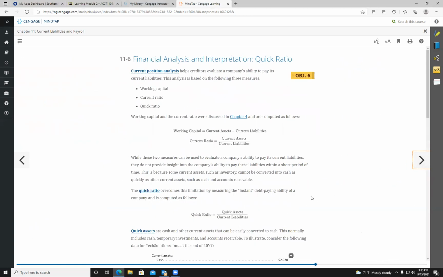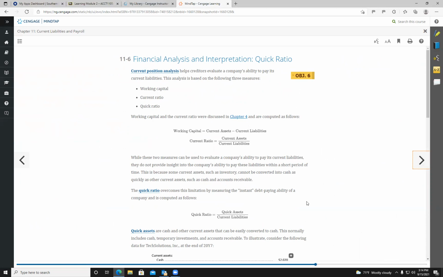All right, so the last section, let's do some financial analysis and interpretation, okay? Current position analysis helps creditors evaluate a company's ability to pay its current liabilities. This analysis is based on the following three measurements. You have working capital, current ratio, and quick ratio, okay?